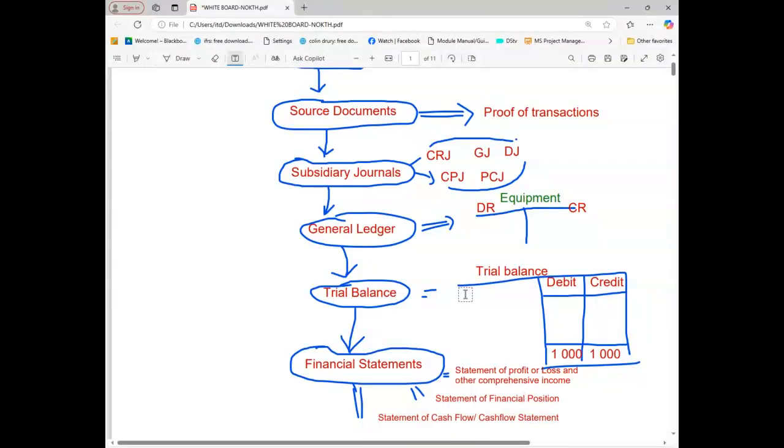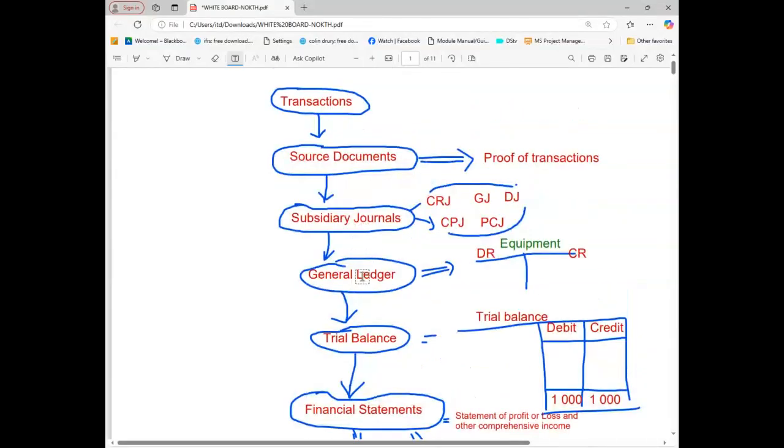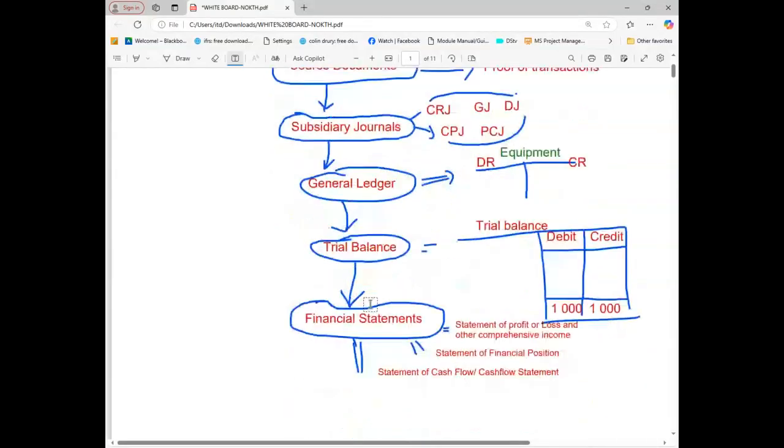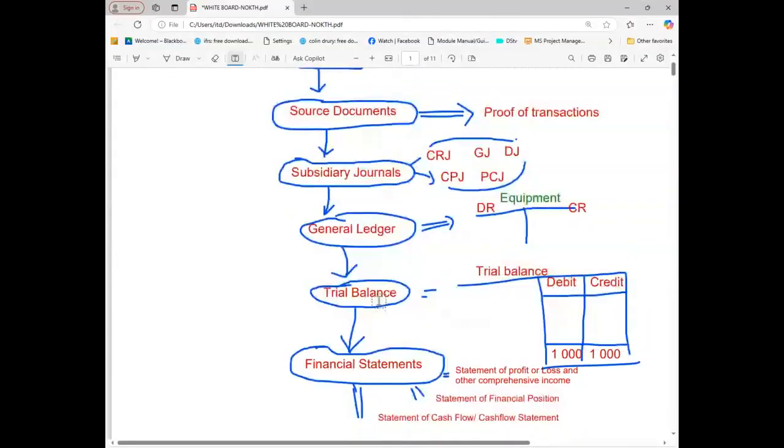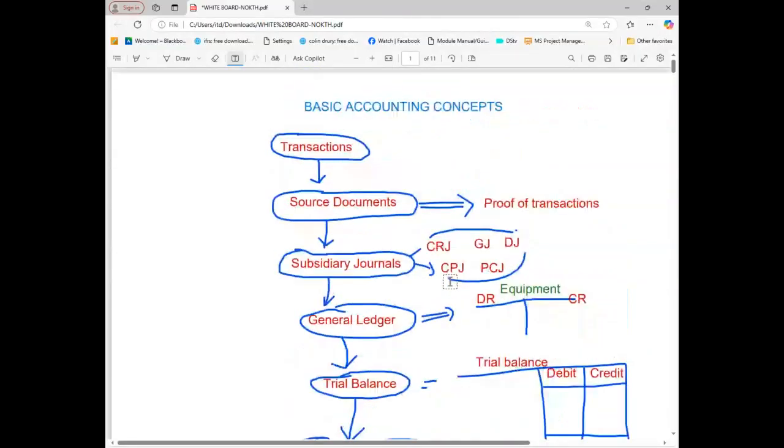Okay, so this is what we're going to focus mainly on. For our module, we focus mainly on these financial statements. But it doesn't mean that we're going to ignore the other parts, but the focus will be here. That's why we have to know what happened before. Are you with me? Remember, the reason I had to do this is to find the difference between bookkeeping and accounting.